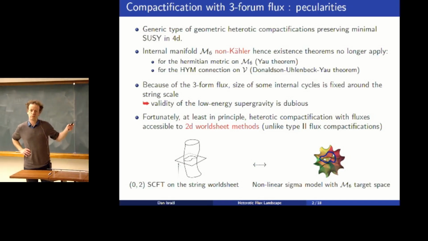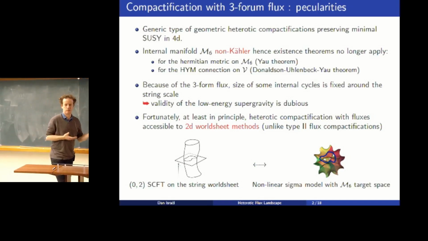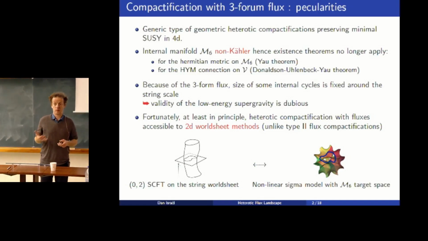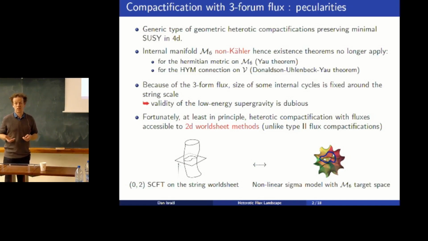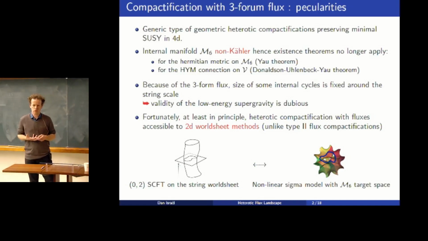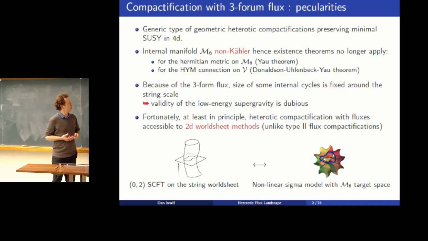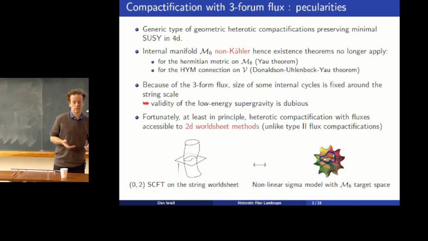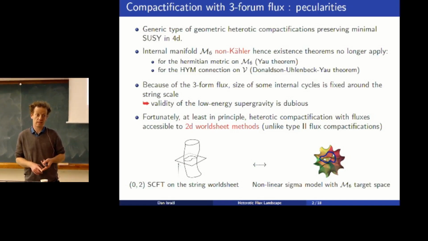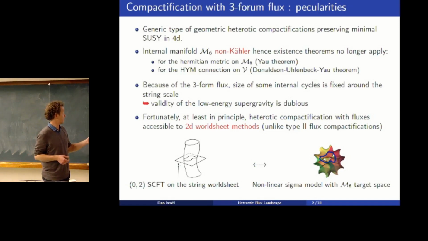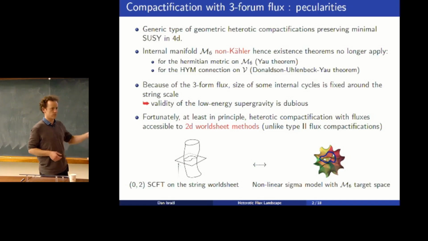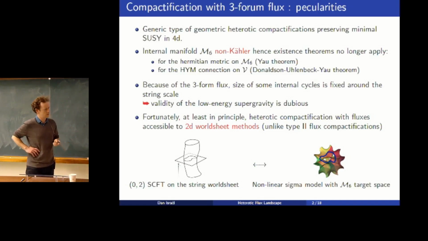Also, because of the way the three-form flux is implemented in the equations, there are always cycles in the geometry that are string scale. So it's not so obvious that you can really make sense of supergravity in this context. But fortunately, because it's heterotic, you only have flux for the three-form H and for the gauge field. So in principle, at least, you could use the worldsheet method and say that you have some (0,2) superconformal field theory on the worldsheet that you could relate to some nonlinear sigma model with some target space of this sort.